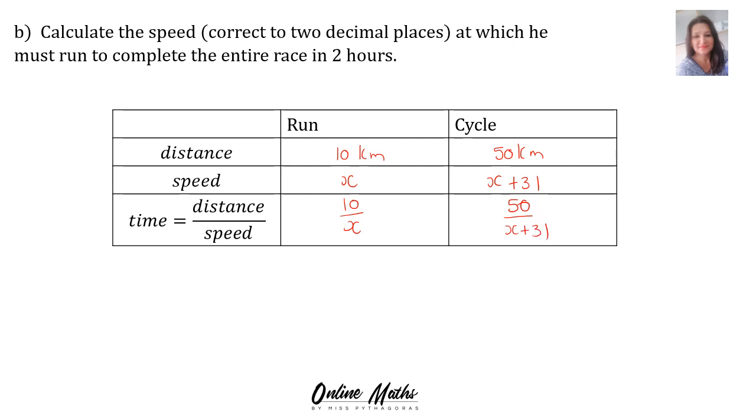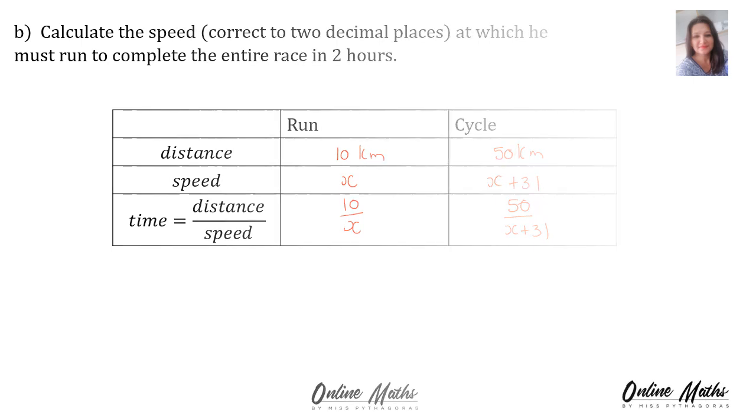And we're going to use the information in the table now to set up our equation. Our equation is running plus cycling is equal to 2 hours. And then, because he takes 2 hours to complete the entire race, now it's time. So the time for running is 10 over x plus the time for cycling from our table is 50 over x plus 31, and both of them added together must be equal to 2. And there's your equation. Now you can just solve for x.